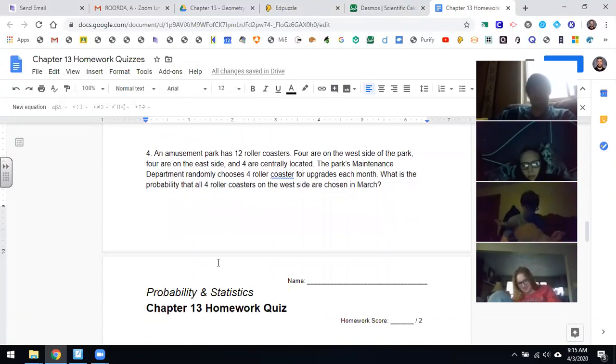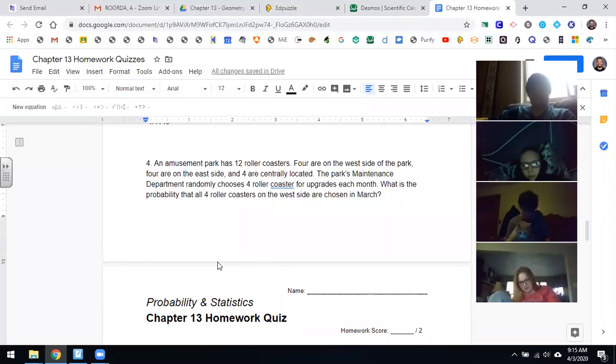All right, and number 4, it says an amusement park has 12 roller coasters, 4 on the west side of the park, 4 on the east side, and 4 are centrally located. The park's maintenance department randomly chooses 4 of them for upgrades each month. What is the probability that all 4 roller coasters on the west side are chosen in March?